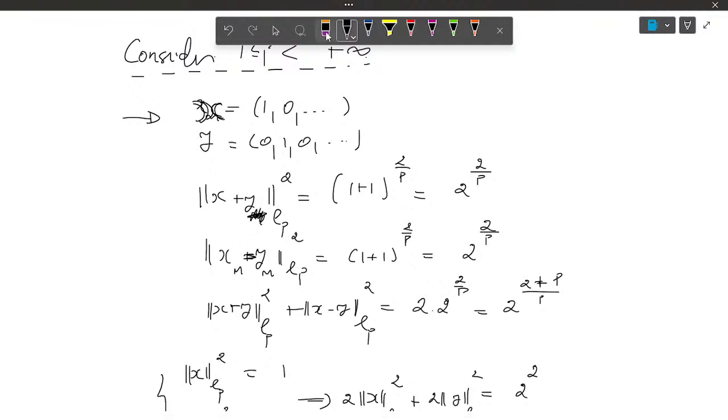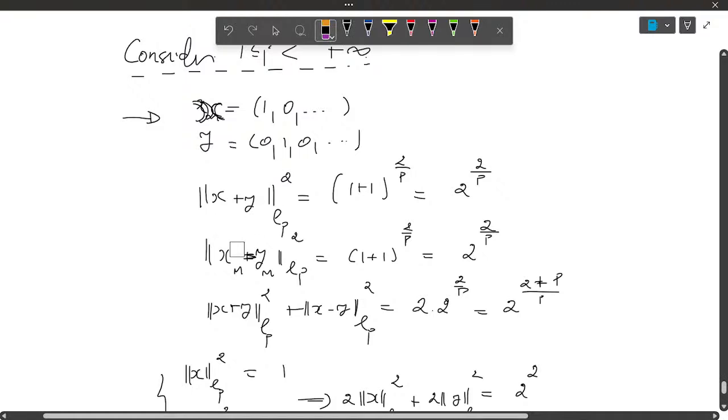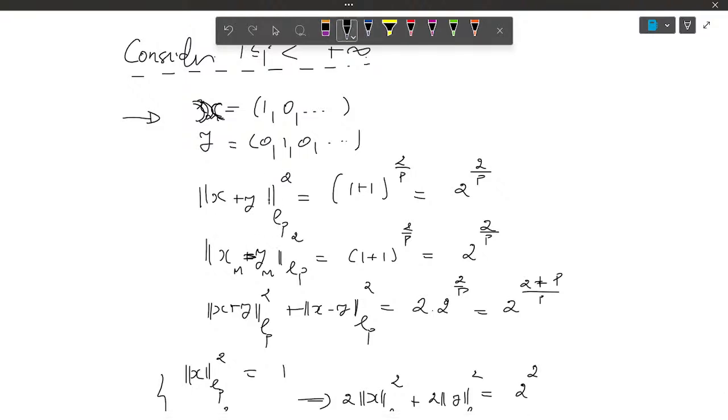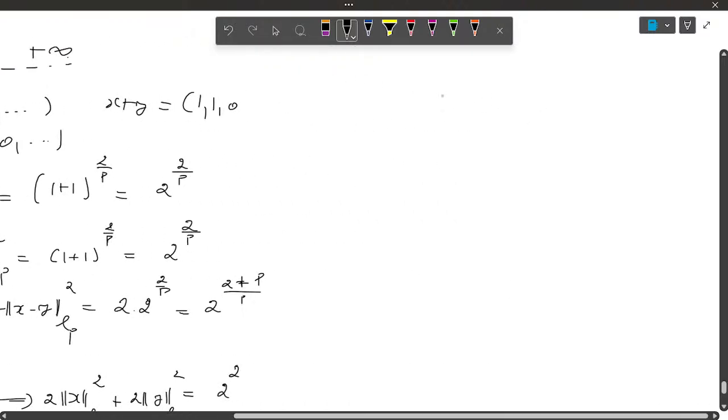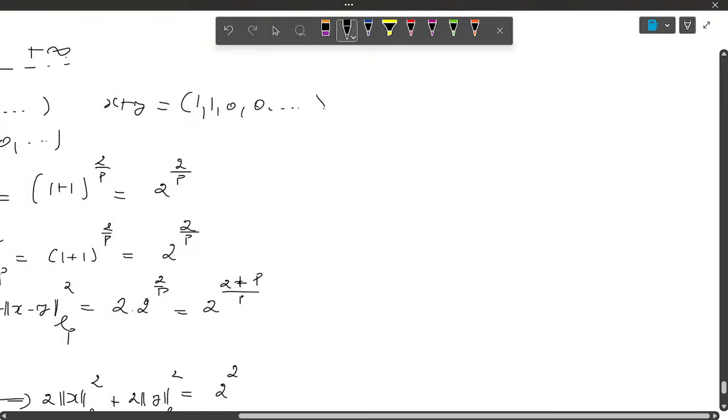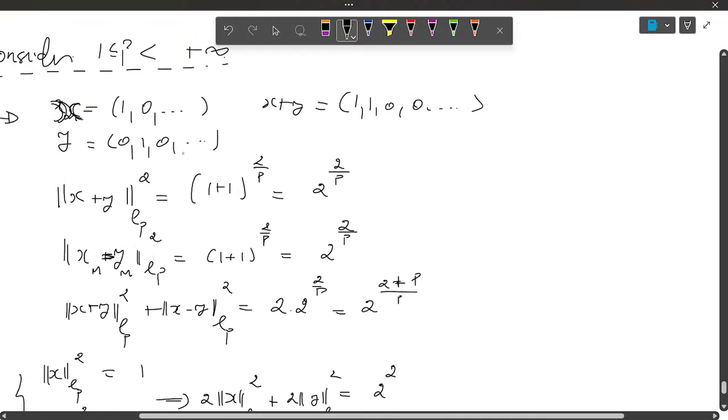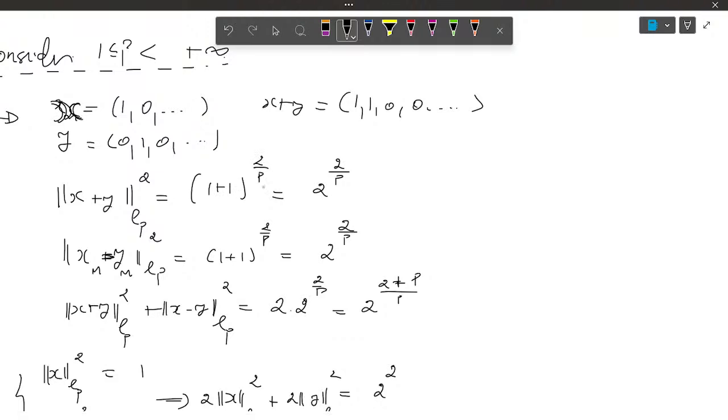So consider the summation x plus y and the norm of x plus y squared in LP. If you compute x plus y, you're going to get 1, 1, 0, and 0 everywhere. So the only thing you're going to get is that. Then when you compute the norm of x plus y, it's just 1 plus 1 all to the power 2 divided by p, 2 over p. So it's going to give 2 to the power 2 over p.